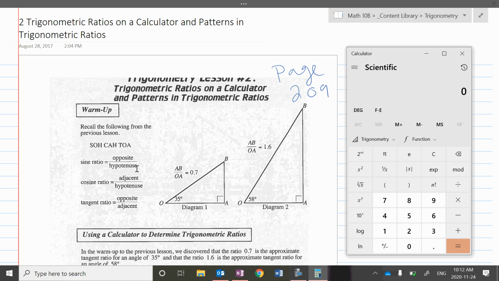Okay, grade 10. So we're on page 209. You're welcome during class time to use your cell phone as a calculator. That being said, I really encourage you to bring your calculator. I get it if you forgot it at home, it's another thing to bring. Your cell phone will work.